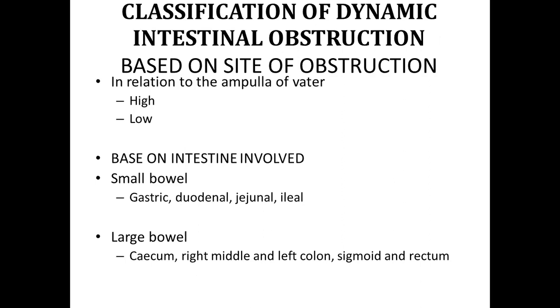The obstruction can also be classified based on location. When the obstruction is at the level above the ampulla of Vater, the ampulla of Vater being the point whereby the pancreatic duct enters the duodenum, any obstruction above that part is called high intestinal obstruction. Any obstruction below that part is called low intestinal obstruction. It can also be classified based on the anatomic involvement of the bowel, where we will see small bowel, such as duodenum and jejunum. It could be large bowel, such as the colon, the sigmoid, and the rectum.